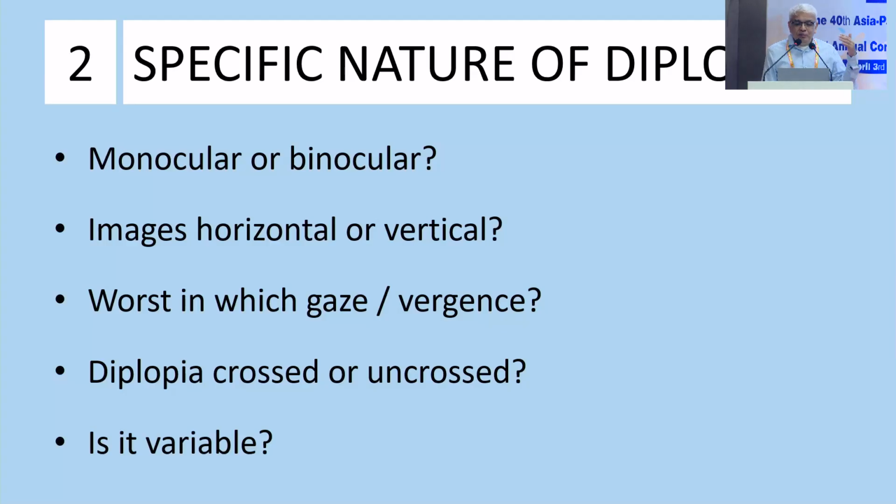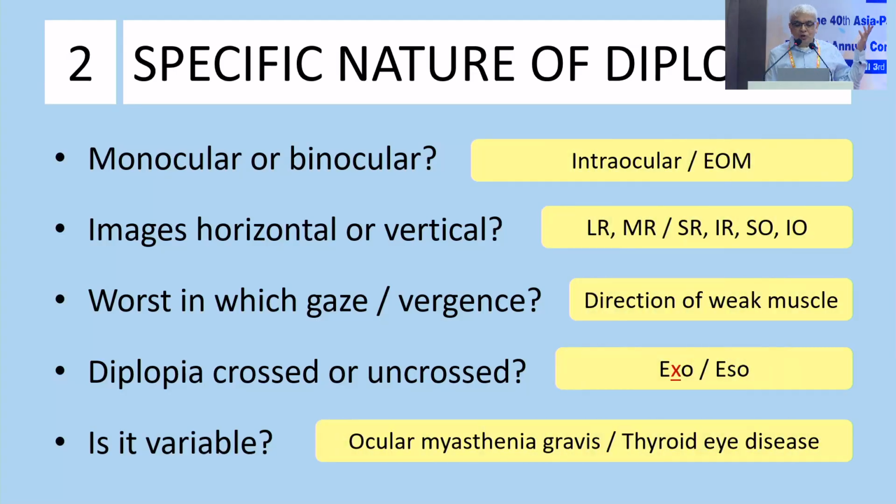Secondly, about the specific nature of the diplopia, I think if you ask even these questions and elicit patient answers to these, you will probably even end up diagnosing which muscle is involved. So if it's monocular or binocular, that will tell you whether the cause is intraocular or extraocular motility related. Are the images separated horizontally or vertically, which tells you what kind of muscles are involved. Which direction is it worse?